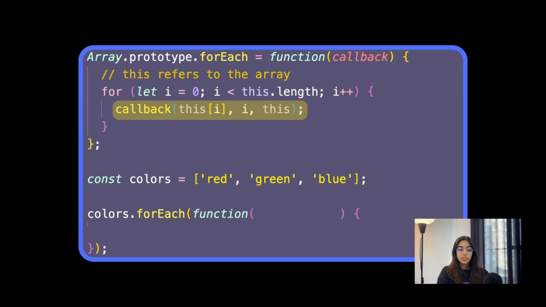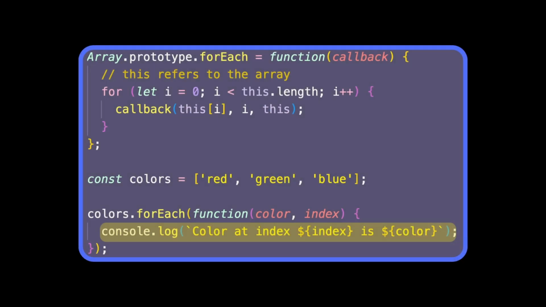So the callback function that you pass to this forEach method can accept 3 arguments. Here is the callback function that I'm passing to this colors array. I'm not using the third argument here. I am just using the first and second arguments, which are the element at that index and the index itself. So here I'm simply printing color at index index is color. So let me walk you through this code.